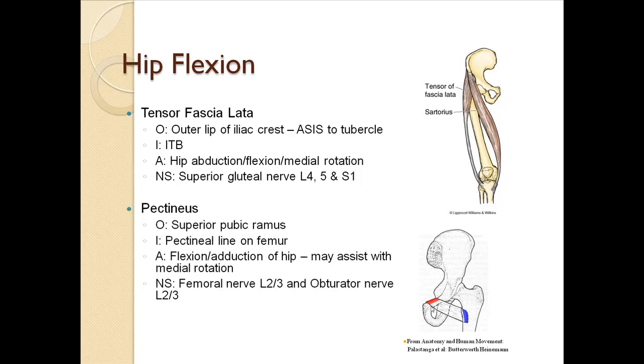Pectineus, on the other hand, arises from the superior pubic ramus here. It passes obliquely, laterally and backwards before inserting into the pectineal line on the posterior aspect of the upper femur. Its function is to flex and adduct the hip, and it's possible that it may assist with medial rotation. Again, its nerve supply is partly from the femoral nerve L2-3 and partly from the obturator nerve. Pectineus is typically grouped in with the adductor group.